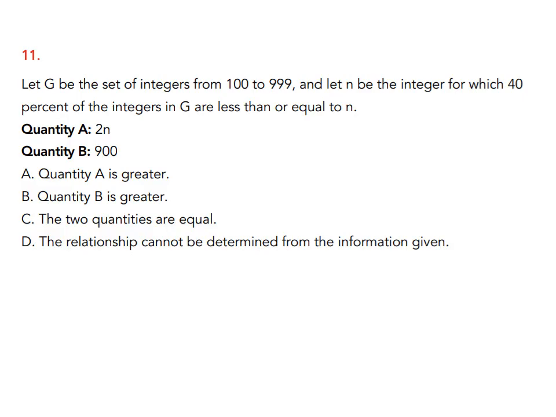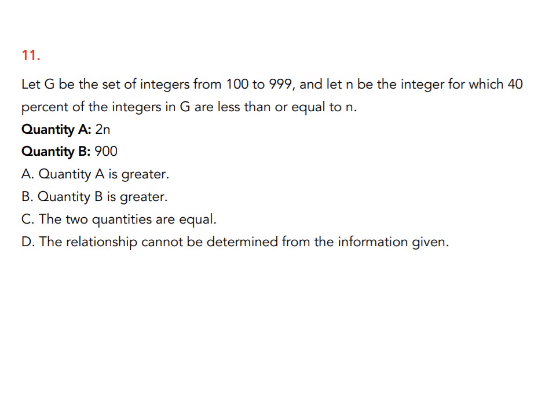Let us start with question number 11. Let G be the set of integers from 100 to 999 and let n be the integer for which 40% of the integers in G are less than or equal to n. We need to find out quantity, that is 2n.